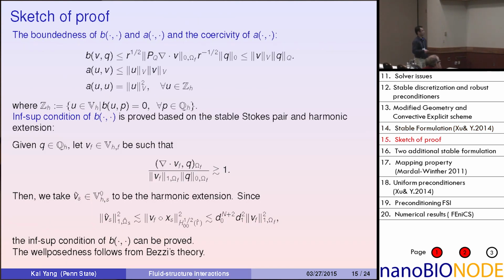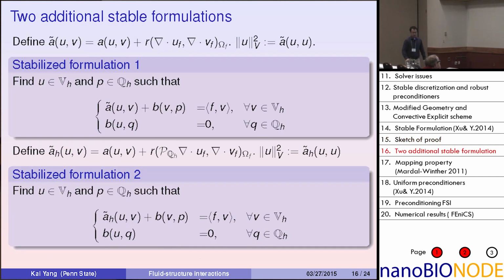That shows the sketch of the proof. We just try to verify the Brezzi conditions. Most of them are quite straightforward to show. And for the inf-sup condition of B, we can start from the inf-sup condition of the stable Stokes pair, and do a harmonic extension to prove that it holds for the FSI problem. So we have shown that we have provided a stable formulation.